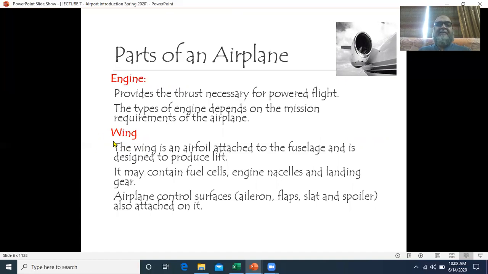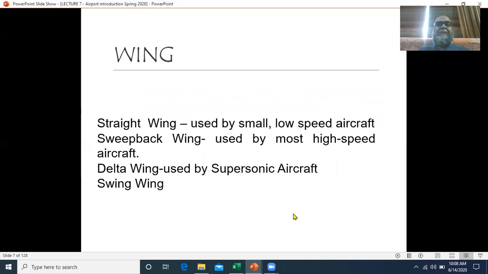Then there are wings. The wing is an airfoil attached to the fuselage and is designed to produce lift. It may contain fuel cells, engines, and landing gears. Airplane control surfaces, aileron, flaps, slat, and spoilers are also attached on it. Wings.